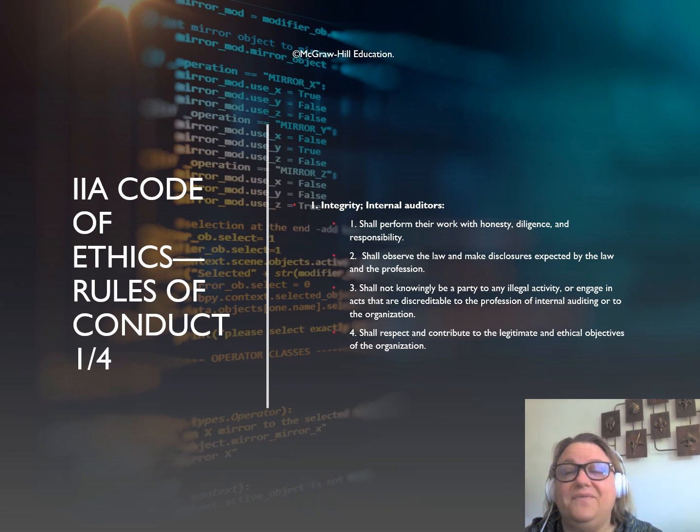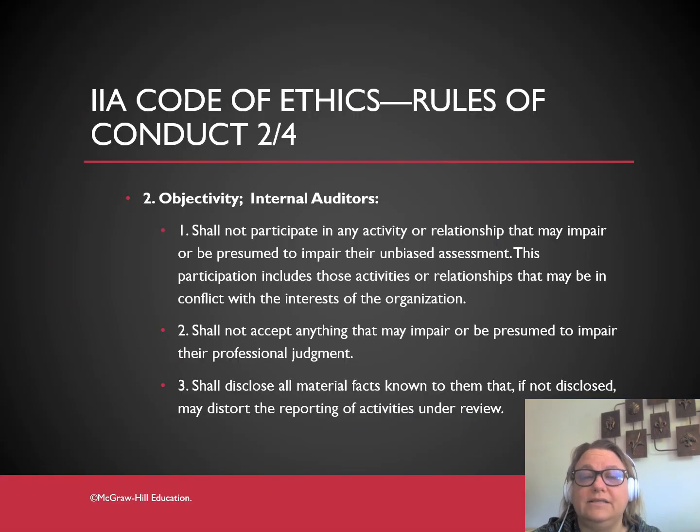They have to do honest, diligent, and responsible work, observing the law and disclosing anything that is required by the law in their profession, and they should not be party to any illegal activity, and should respect and contribute to the legitimate ethical objectives of the organization. Part 2, this one came in a little bigger. They cannot participate in anything that is presumed to impair their unbiased assessment. They can't accept anything that would impair their professional judgment, and they have to disclose anything that might distort the report of activities under review.